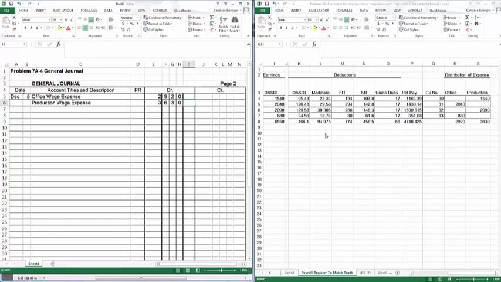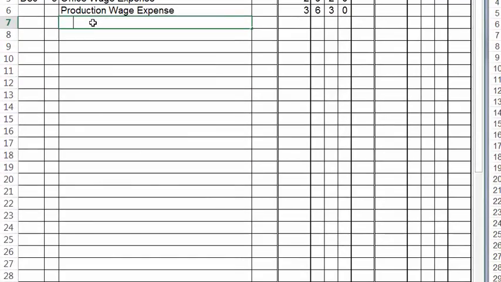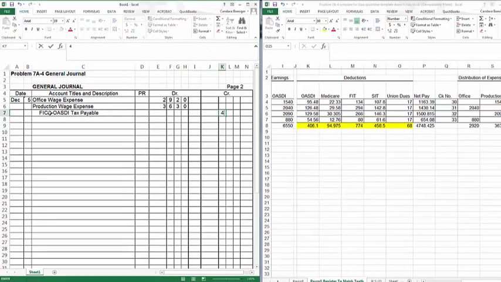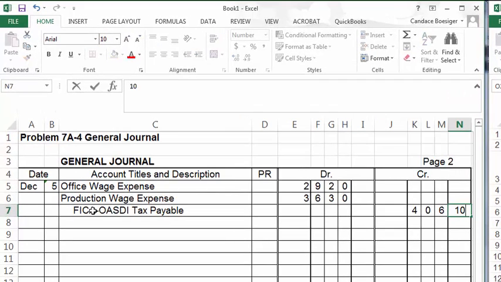So then I have to go through and journalize all these deductions right here. And those are credits. They are liabilities, and they are liabilities because I owe this money to someone else, whatever government agency. So for instance, these are to the IRS.